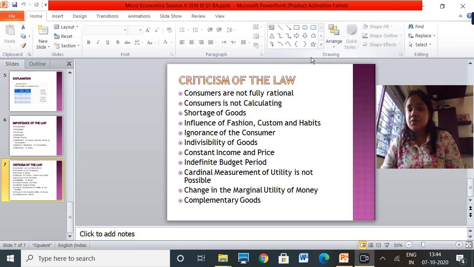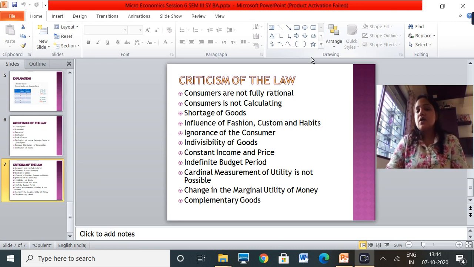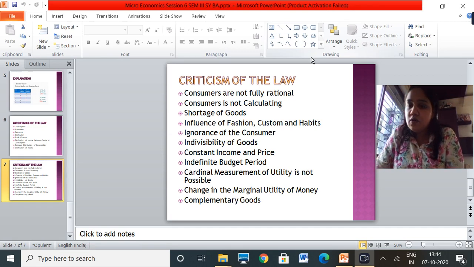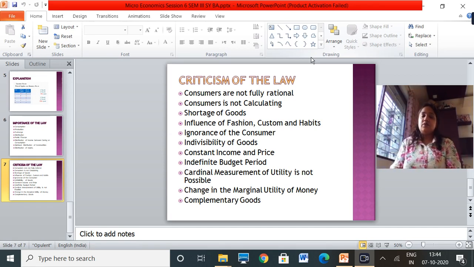So the very first criticism is that consumers are not fully rational. What happens is usually we as Indian consumers tend to save more and try to reduce our expenditures. So we can compromise on the satisfaction, but we do not wish to spend beyond a point. So not all consumers think of maximizing their satisfaction.